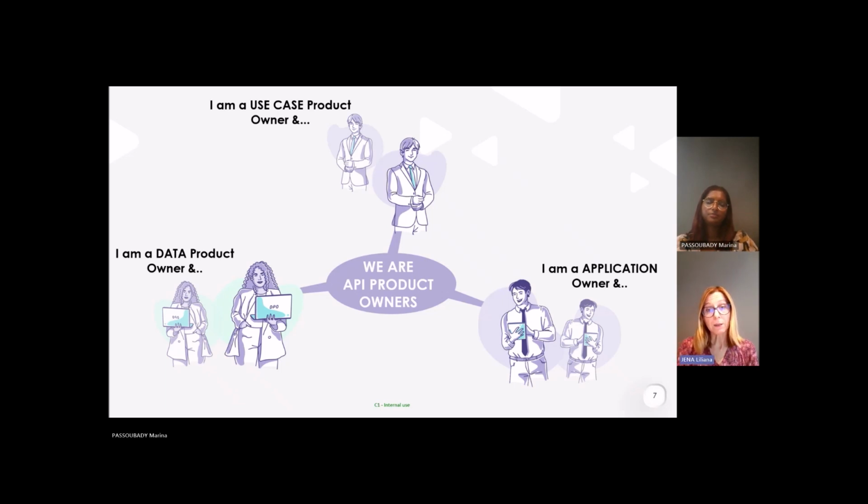So here you can see we have different types of ownership for our APIs. So we try to have the ownership be closer to the application or to the data, and to control the best the accessibility and the value of the data.